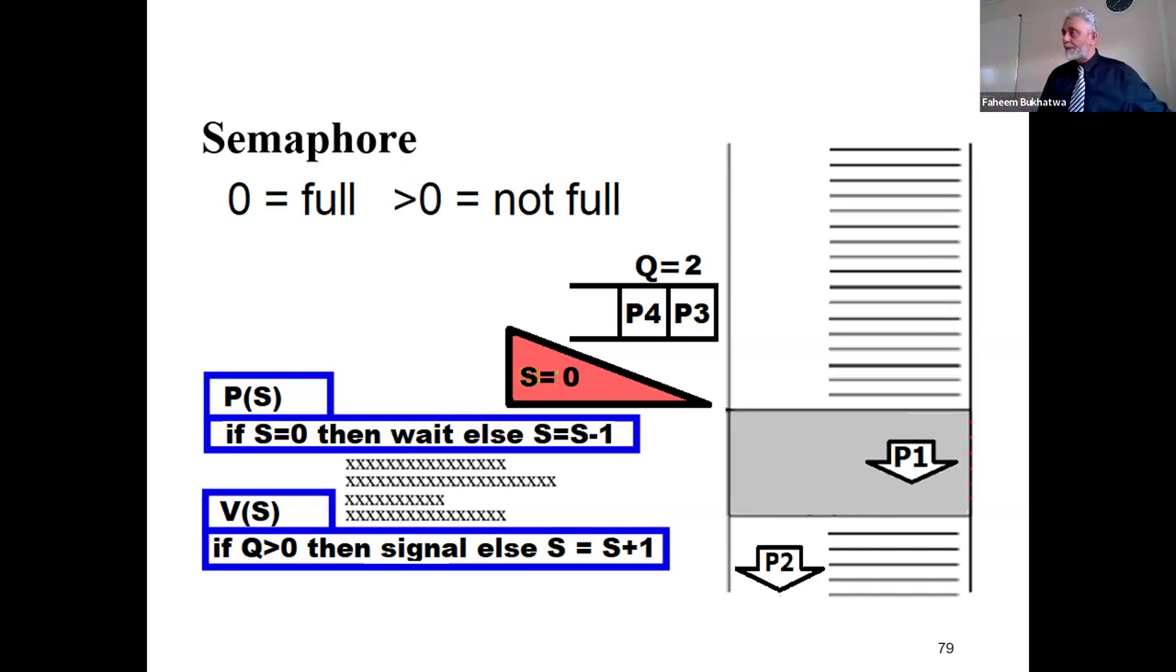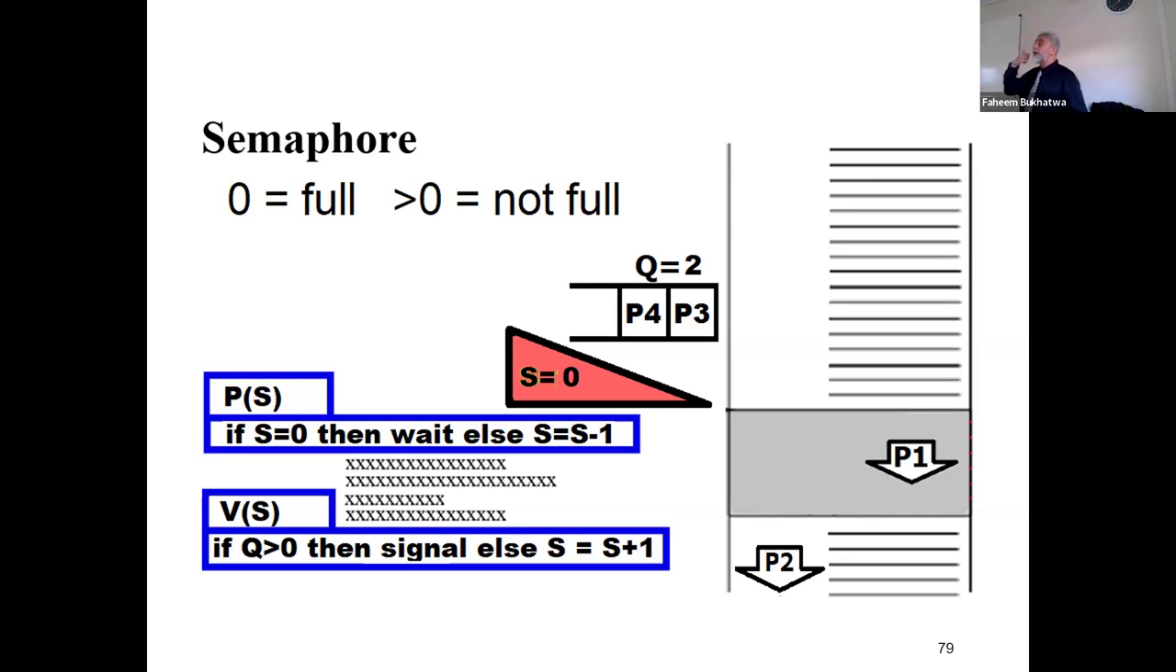So process 2 left. What do you think it will do? It will execute the V function. Remember, approaching, you must execute the P function. Leaving, you must execute the V function. The V function says, check, is there somebody in the queue? If the queue is greater than 0, that means there's somebody waiting.